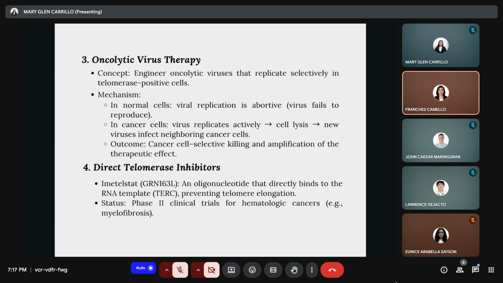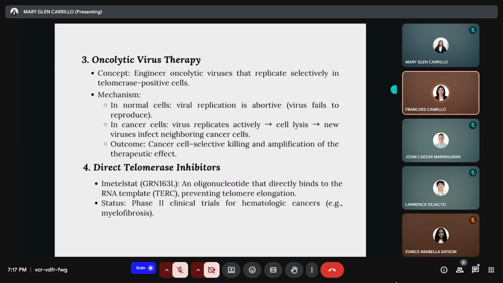Next one is oncolytic virus therapy. So, engineered oncolytic viruses replicate selectively in telomerase positive cells. For its mechanism, in normal cells, replication is abortive, which means the virus fails to reproduce. While in cancer cells, the virus replicates actively, which results in cell lysis and then new viruses, which infect neighboring cancer cells. So the outcome is selective killing of cancer cells and amplification of the therapeutic effect.